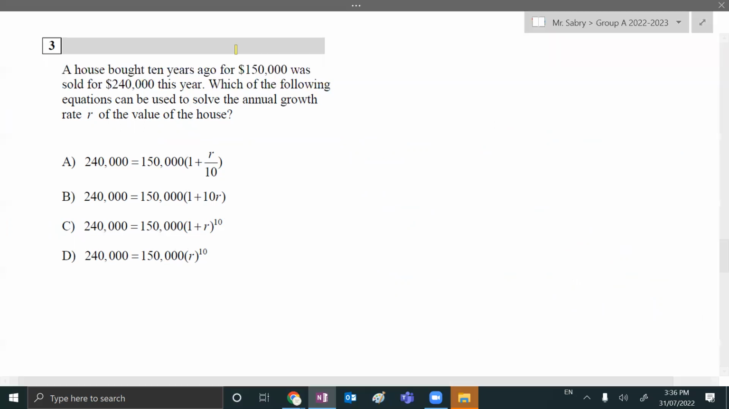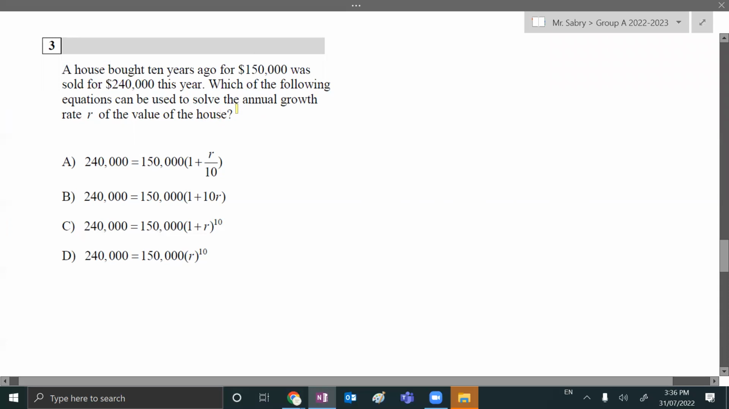Here's what's different here. Here's the trick here: this is already the growth rate. They gave you the B right away. Growth rate is the B.